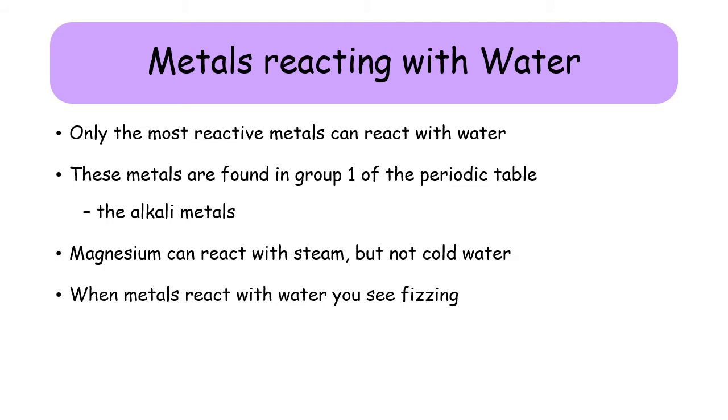Magnesium is in group 2. It's strange in that it can react with water when it's been boiled and turned into steam, but it cannot react with cold water. So if you added magnesium to a beaker of water, nothing would happen. But if you were to hold magnesium over a kettle as it boiled, you would see the silver color change. And when you normally see a metal reacting with water, you should see fizzing, and with some of the very reactive ones, you might even see a flame appear.